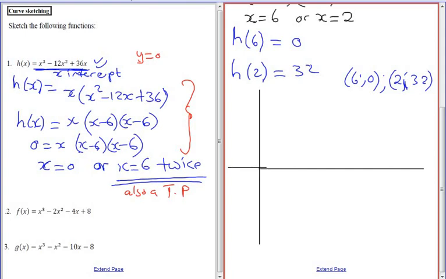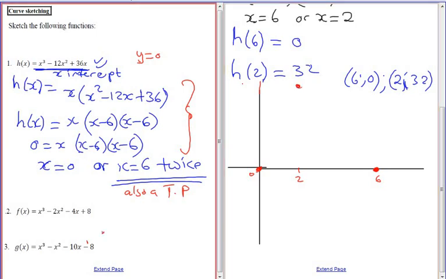Our x-intercepts, so we know that the graph will cut at this point, and it will cut at 6. In fact, it won't cut. It will actually touch at 6 because it's a turning point and an x-intercept, and here it's at 0. And our other turning point is at 2, so somewhere here there should be a turning point, and maybe that high. So let's just assume that is where 32 is. So the graph should pass at that point.